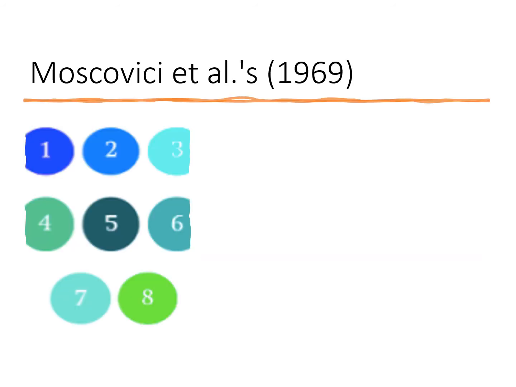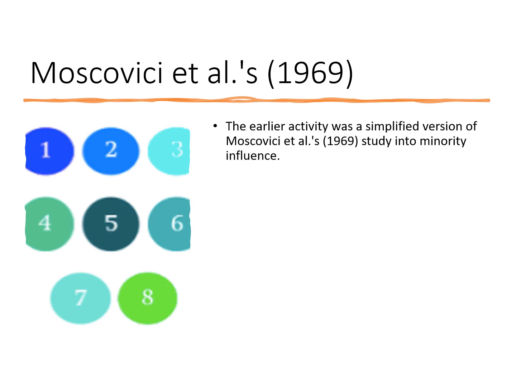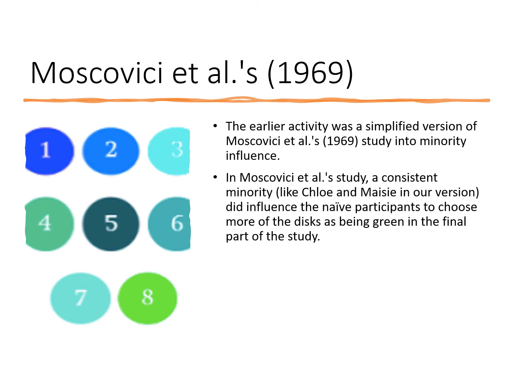The earlier activity that we did with the blue discs and the blue squares was basically a replication of Moscovici et al.'s study. He wanted to investigate minority influence. In Moscovici's study, there was a consistent minority, such as Chloe and Maisie in our version, and they did actually influence naive participants to choose more of the discs as being green in the final part of the study.